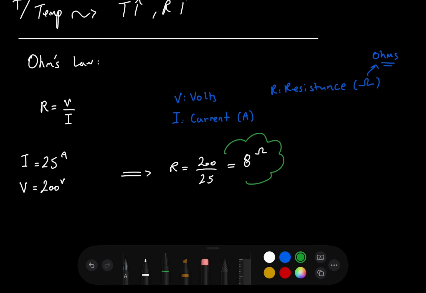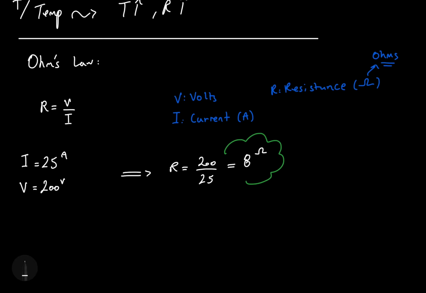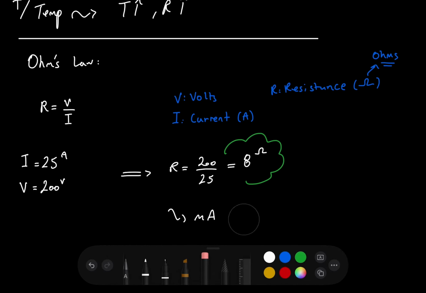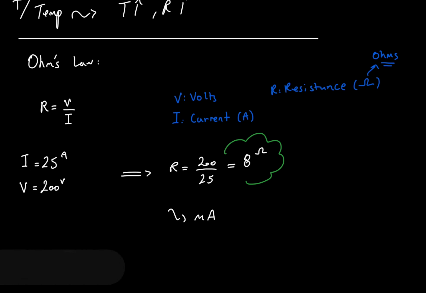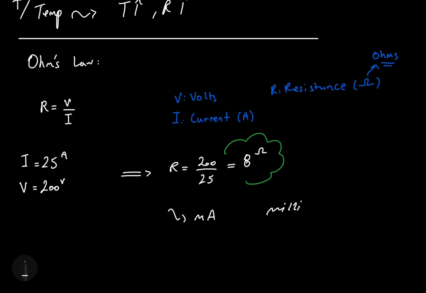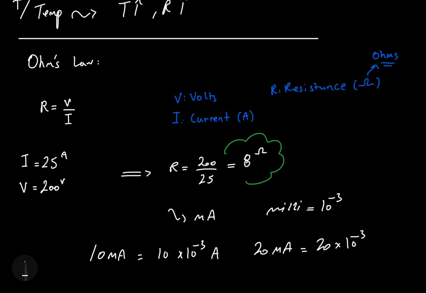Now, typically we sometimes use different units. For voltage, volts is usually used, but milliamperes is a common unit that is used for current, and you should be familiarized with it. Milli stands for 10 to the power of -3. So 10 milliamperes would be 10 times 10 to the power of -3 amperes. 20 milliamperes would simply be 20 times 10 to the power of -3 amperes.